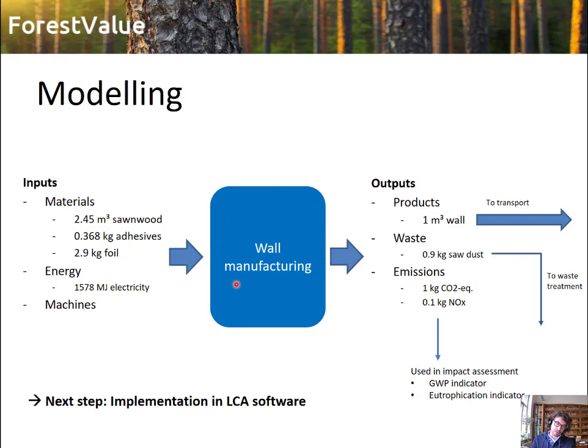This is the wall manufacturing process. And of course, for the wall manufacturing, you need certain materials and energies. You need machines, and these are just some input values. And this is what we're working with: 2.5 cubic meter of sawn wood, adhesives, foil, and so on. These are the input materials, and then you have a certain number of outputs.